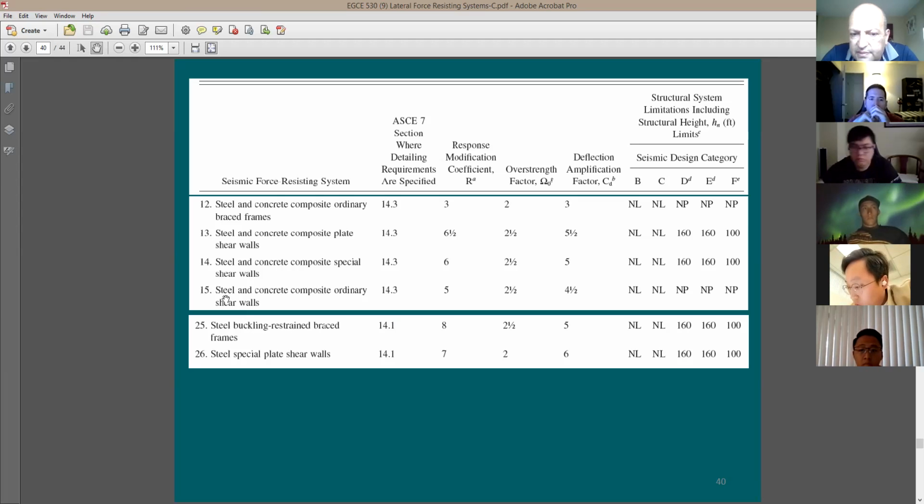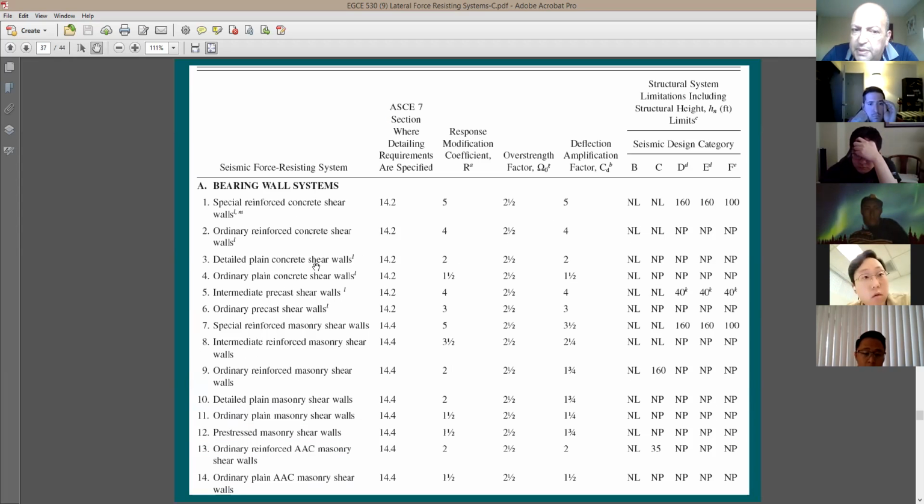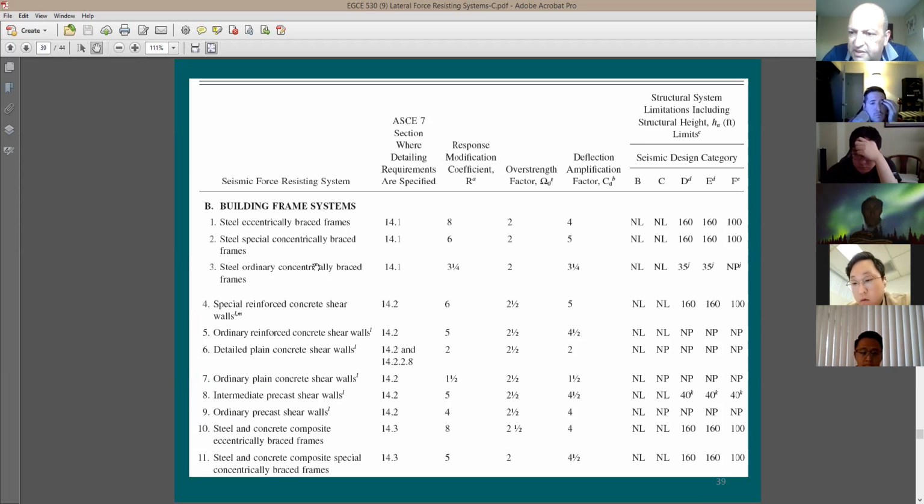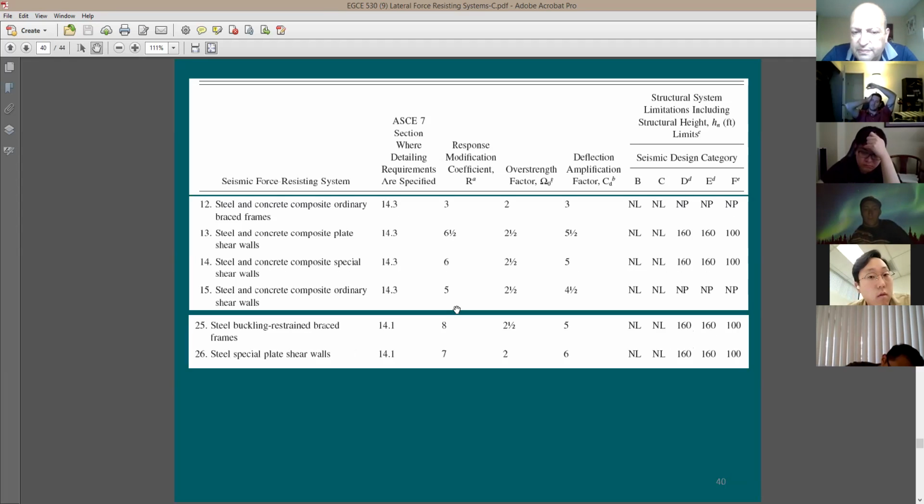Look at this. Steel and concrete composite ordinary shear walls. Steel and concrete composite special shear walls. So here we go. This gave you the steel shear wall that we were talking about. And look at the factors, it gave you 6. Steel and concrete composite plate shear wall, 6.5. So it is here, but they don't put it in the bearing wall system. It is actually part of the building frame system. Because in a case like this, you're not going to let these steel shear walls support most of your gravity loads. Most likely you're going to have columns to support most of the gravity loads.